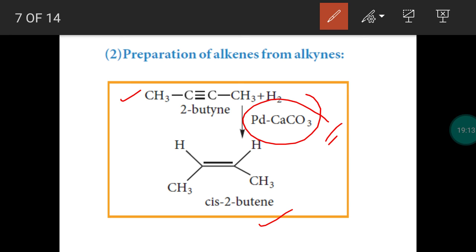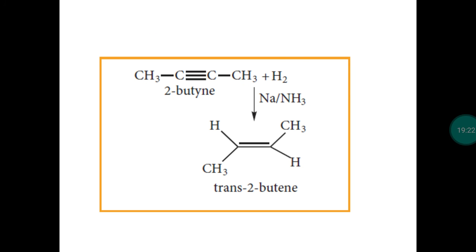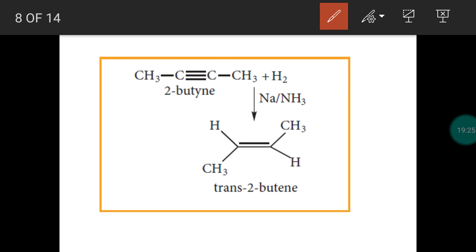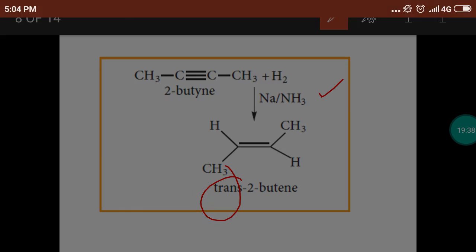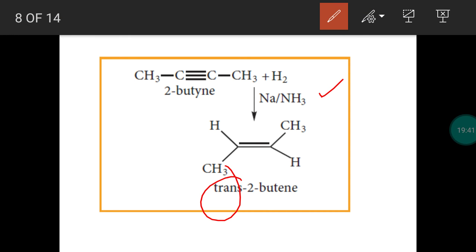If we want to get the trans isomer, trans-2-butene, we have to take some other reducing agent like sodium in liquid ammonia. Taking the same reactant 2-butyne, in the presence of sodium in liquid ammonia, we get the trans isomer. So these two reduction processes are stereospecific in nature. If you want a cis isomer, you have to take Lindlar's catalyst. If you want a trans isomer, you have to take sodium in liquid ammonia.